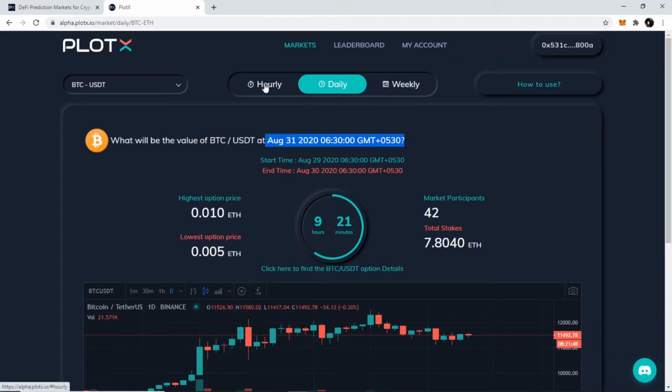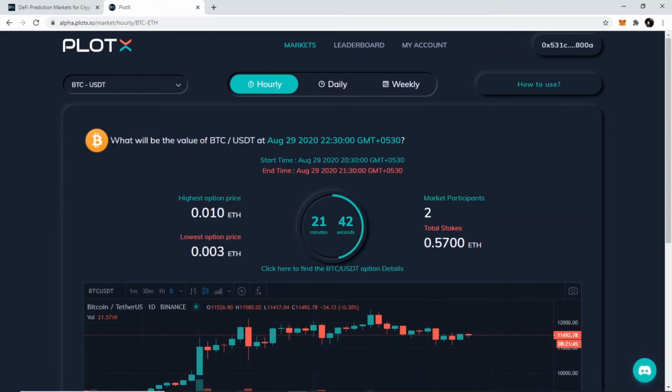A similar pattern follows in the hourly market as well. The question here is what will be the value of BTC USDT pair at this particular time, right? The time given here is 22:30 in my time zone, that is I guess 10:30. Yeah, so the starting time of this market is at 20:30, which is 8:30 PM, and the end time is 21:30, that is 9:30 PM. And as you probably already have guessed, the market will end 1 hour after the end time, that is on 10:30 PM.